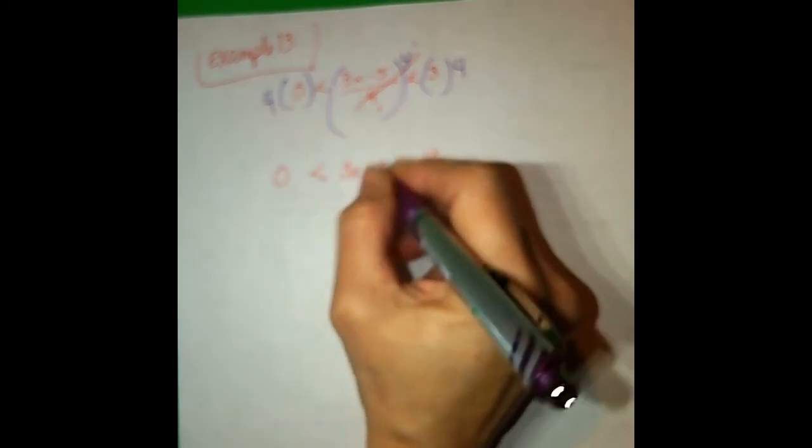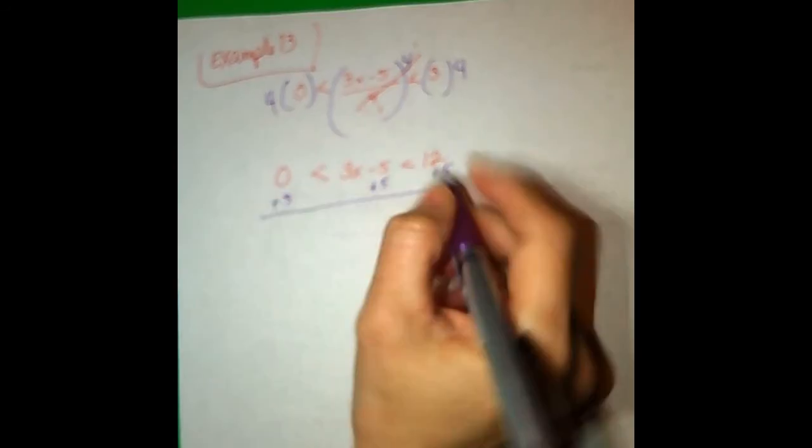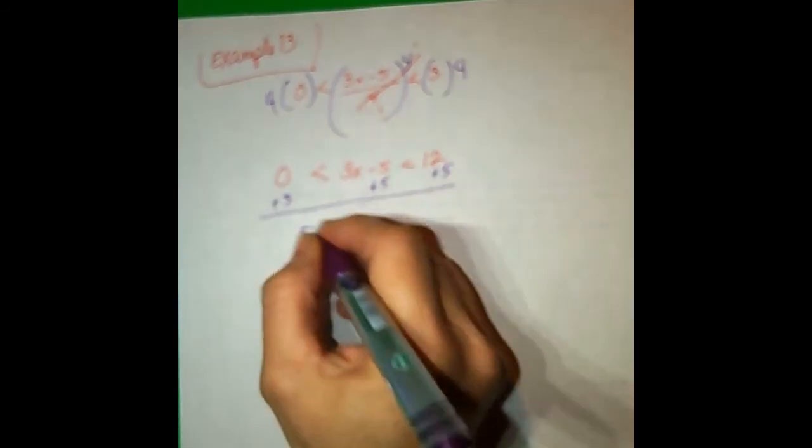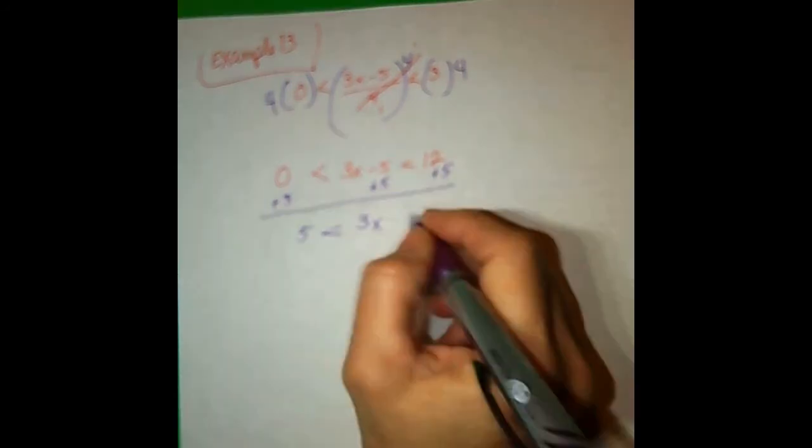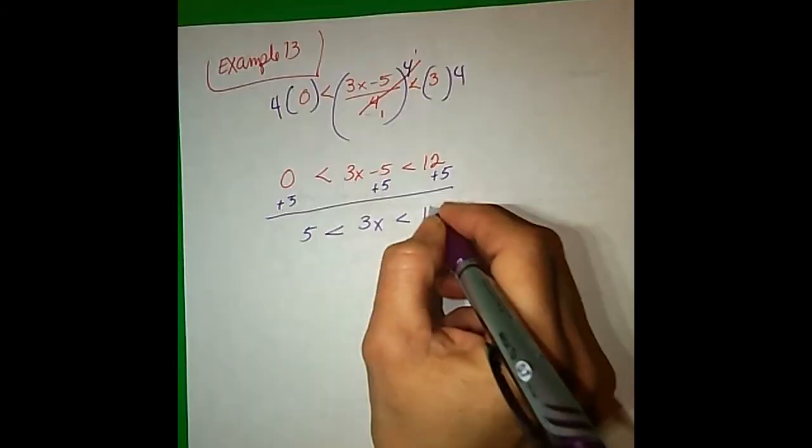So I have this negative 5, so I'm going to make it go to 0. I have to add it. And we're going to add to one part, add to all parts. 0 plus 5 is 5. It's less than 3x. Negative 5 plus 5 is 0. 12 plus 5 is 17.